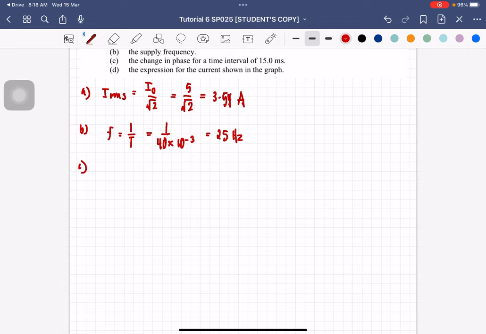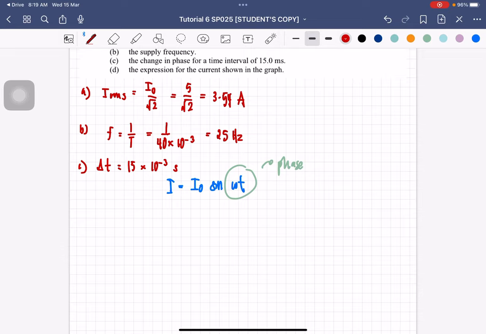All right. Next, the change in phase for a time interval of 15 milliseconds. So the interval is 15 milliseconds. How do we find the change in phase? Based on the general equation, for either voltage or current, let's just look at it for the current. So I is equal to I naught sine omega t, right? From here, we know that this omega t is telling us the phase. So how do we calculate the change in phase?